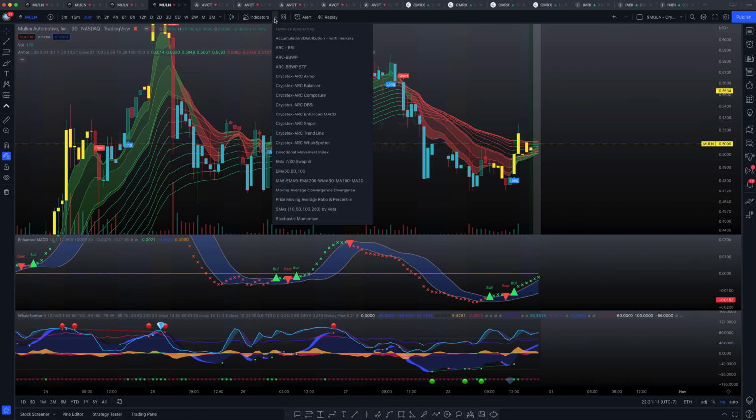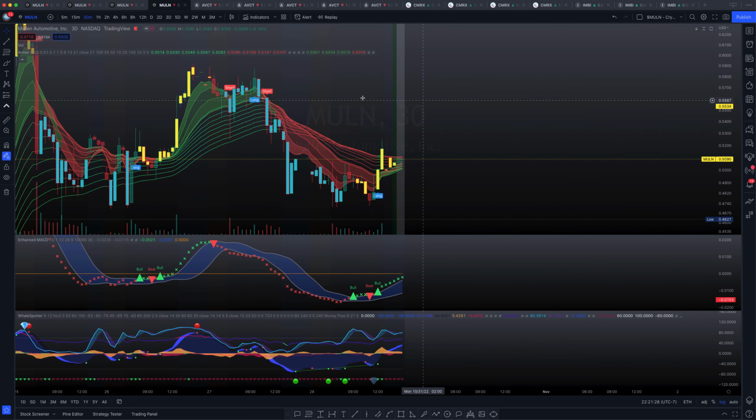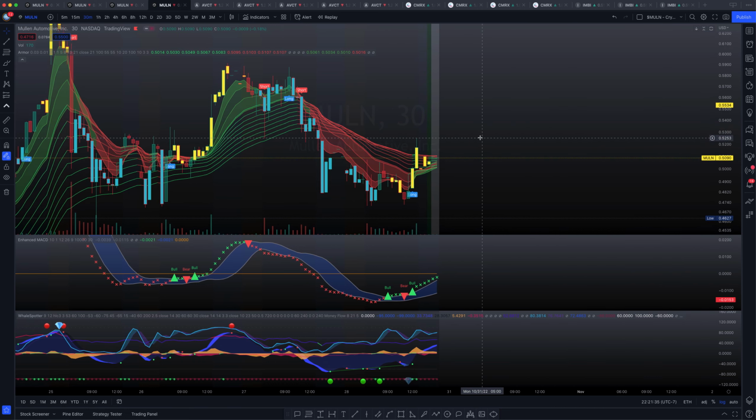I have partnered with the Crypstex trading team, and they have made a set of indicators that are named after me, ARCa. So this is the ARC Armor. What this does is give us short and long signals based on trend. These are to be used within the 1 minute and 30 minute, maybe hourly, for momentum trades, day trades.